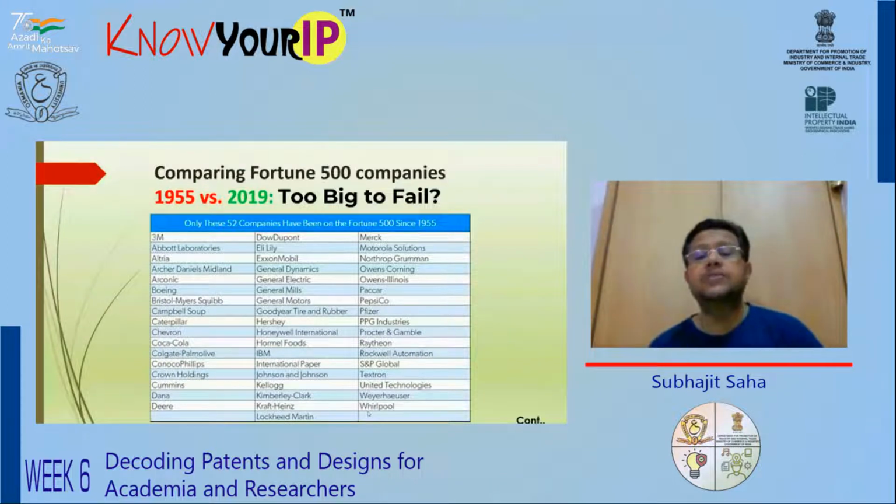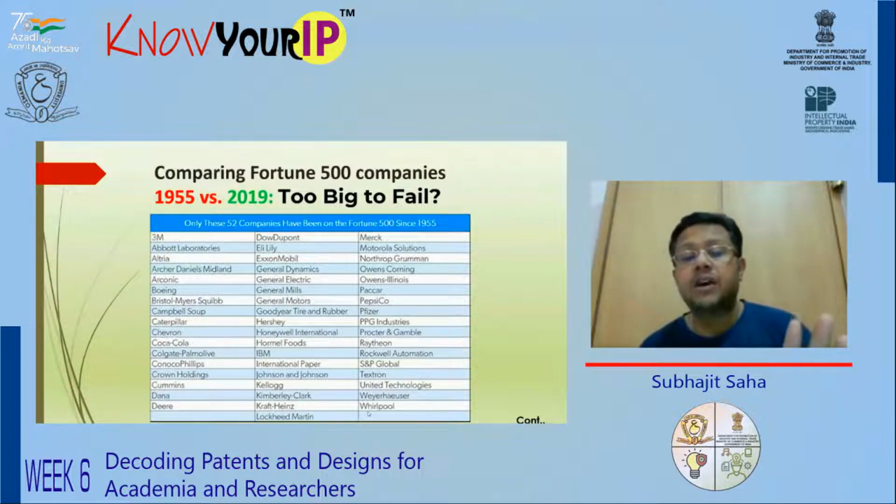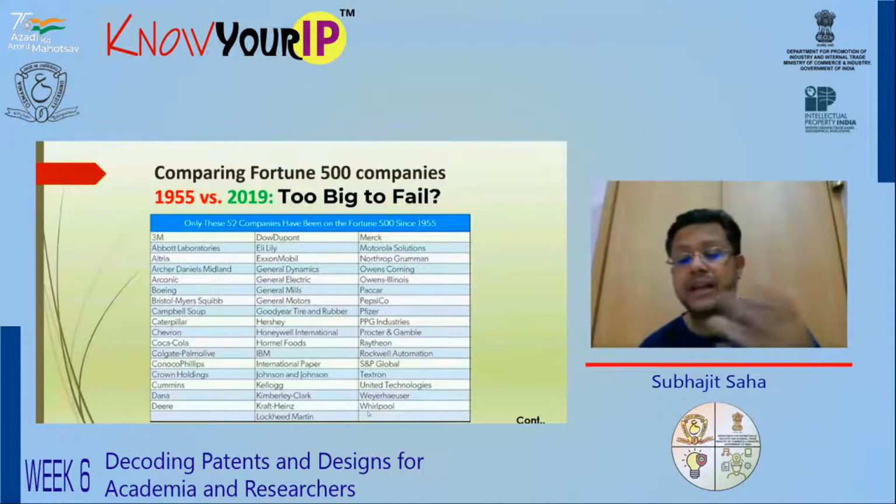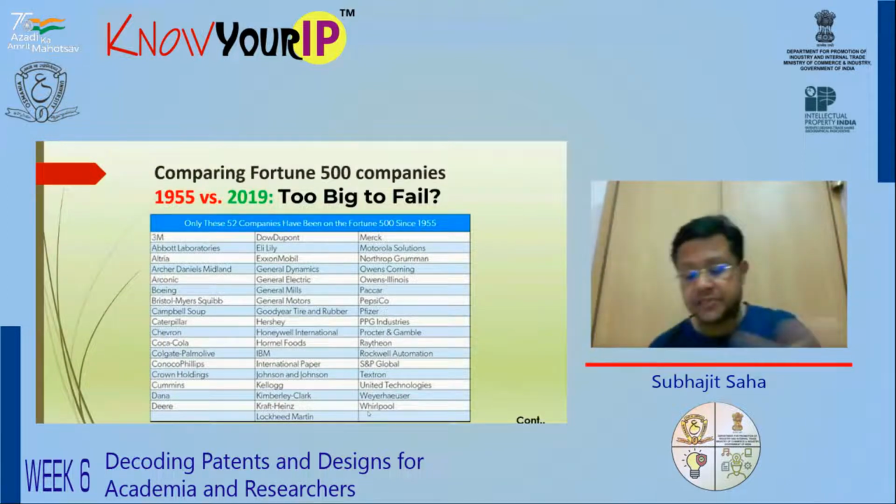If you see this slide on the Fortune 500 companies, only these 52 companies have been in the Fortune 500 since 1955. So out of the 500 companies, these 52 are still existing. And the balance 448 companies have now been replaced with unicorns, with next-gen technology companies like Facebook, Apple, Amazon, Alphabet, a lot of companies coming in, the metaverse, which is now there.